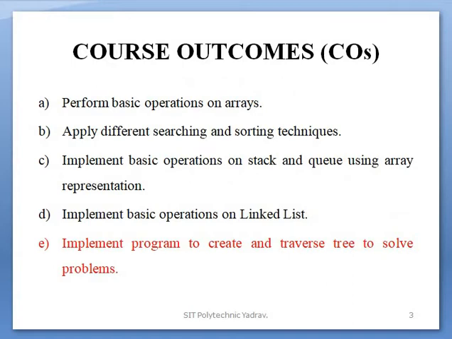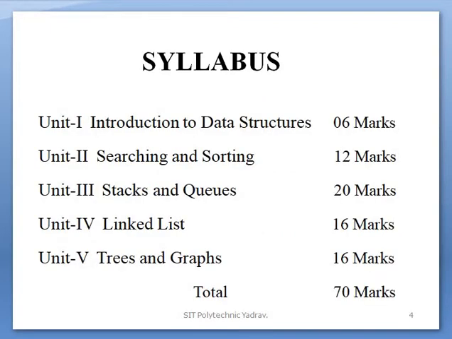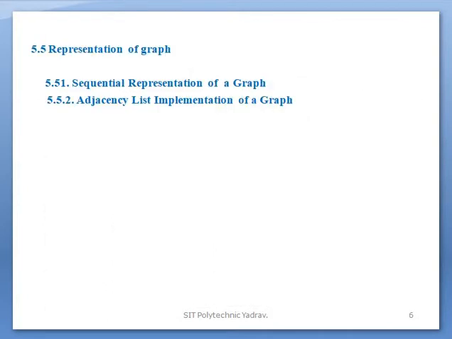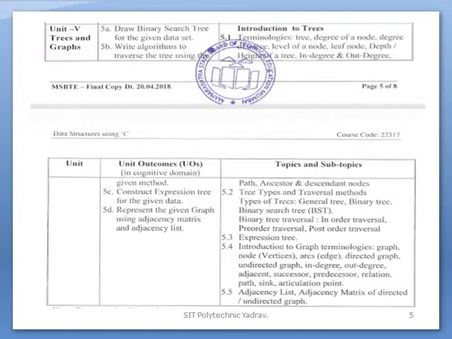Course outcome: after the completion of unit number 5, you achieve the fifth CO, that is, implement programs to create and traverse trees to solve problems. Here is the syllabus, with a total of 5 units and their marks allocation. Here is the syllabus for unit number 5. We continue with the last point, the representation of a graph, under two types: sequential representation of a graph and adjacency list implementation of a graph. In that, the adjacency matrix of directed and undirected graphs.